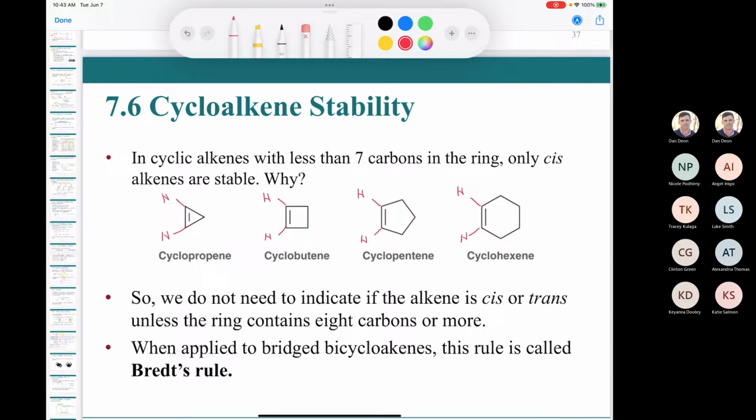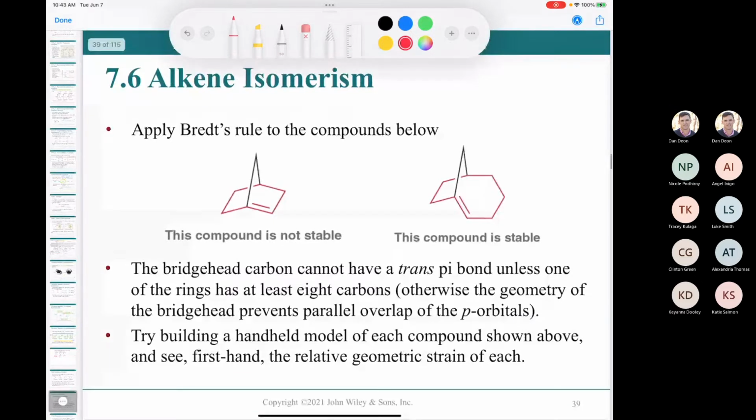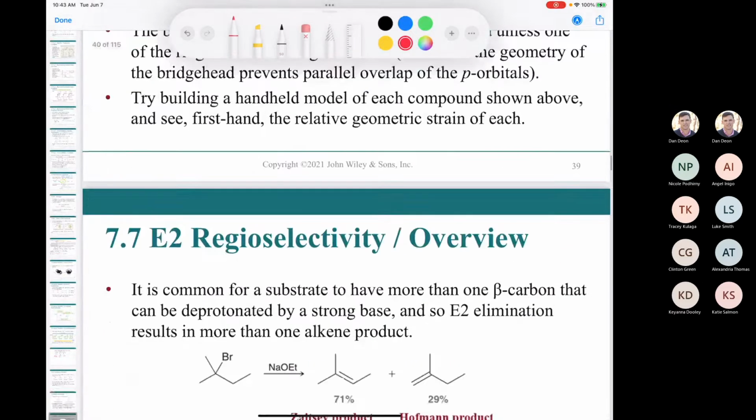And when you apply this rule, so it says here, we do not need to indicate if the alkene is cis or trans unless the ring contains 8 carbons or more. Otherwise, it's a given that it's going to be cis. And when you apply it to bridged bicycloalkenes, it's called Bredt's rule. I'm just going to write here on the slide, will not ask. I'm not going to ask you anything about Bredt's rule, so don't even worry about it. I'm just going to skip it.